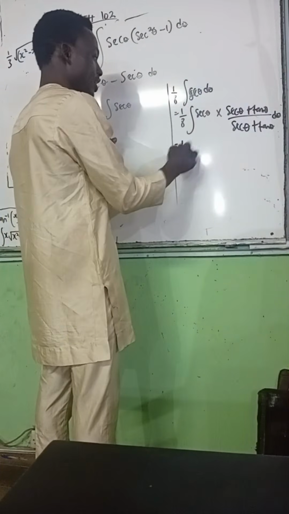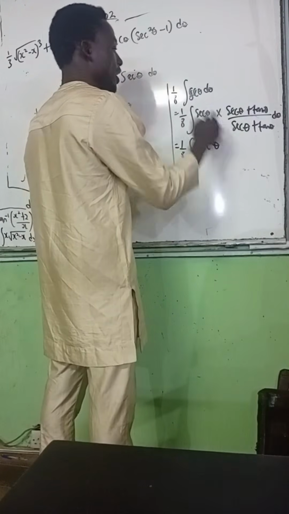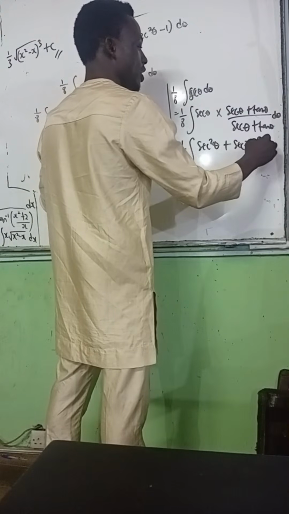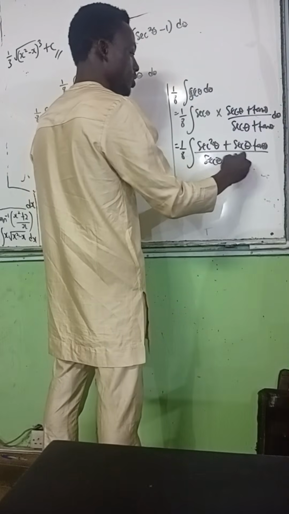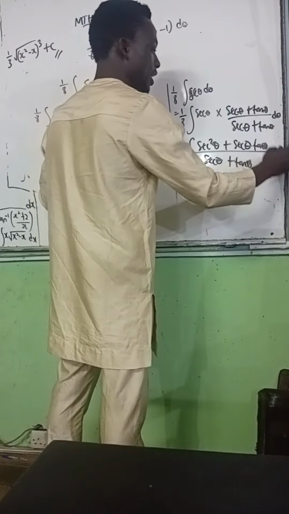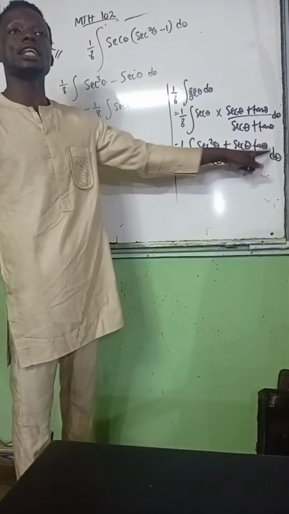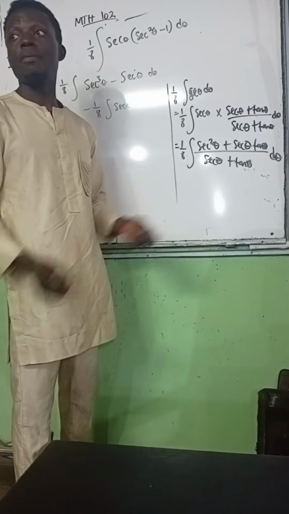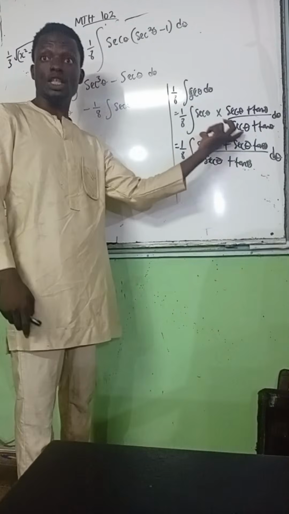Equals 1 over 8 integral of sec theta times sec theta, sec square theta, plus sec theta tan theta, divided by sec theta plus tan theta, d theta. If you differentiate sec theta, you get sec theta tan theta. If you differentiate tan theta, you get sec square theta. The derivative of the denominator is the numerator.